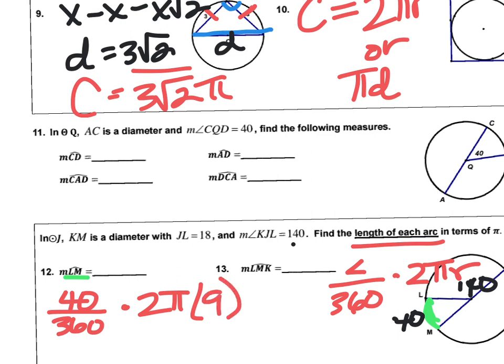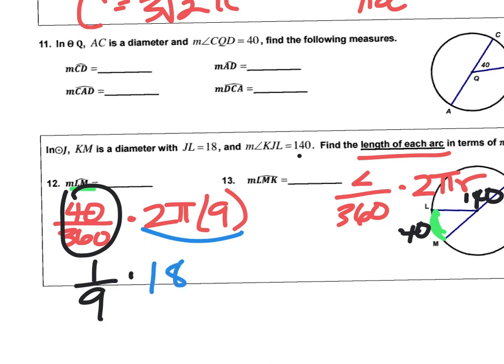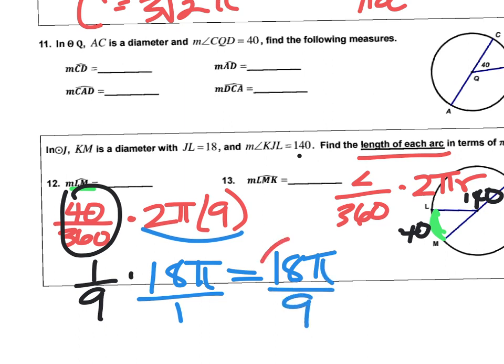On the partial key, I explained that you're going to have to simplify this first. This becomes the fraction 1/9. Then I simplify this part, which becomes 18 pi. I'm multiplying them together. I can look at it as 18 over 1, which makes top times top. So I have 18 pi over 9, and I can simplify that. 9 goes into 18 two times. That's why our answer was 2 pi. So that's just making sure you follow the steps correctly.